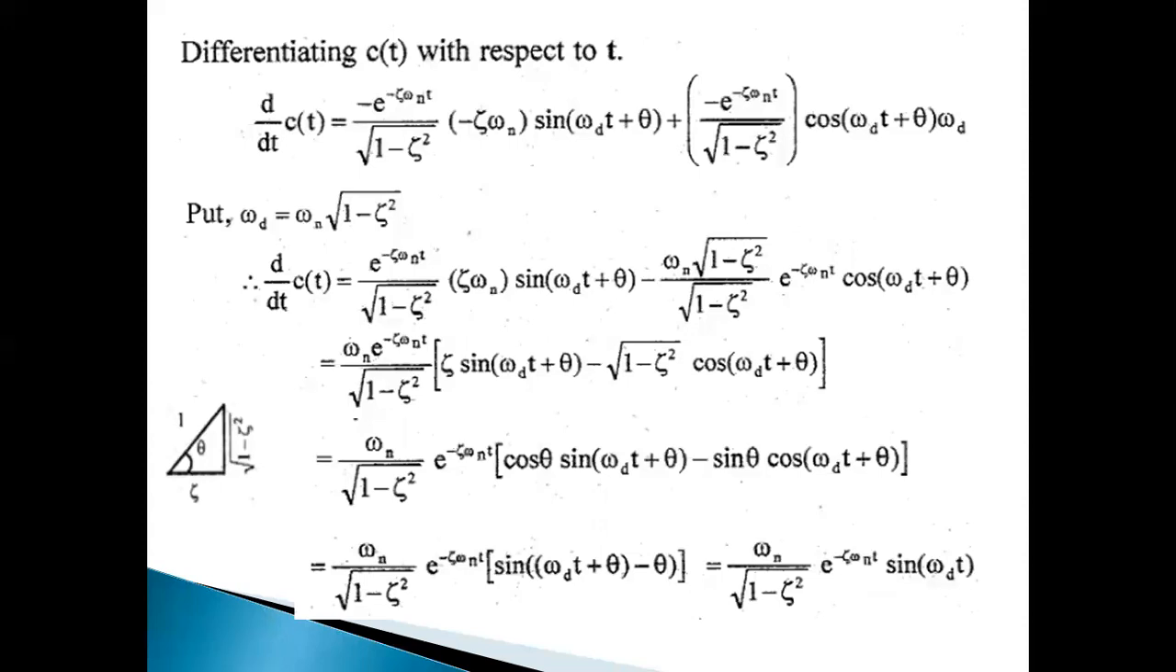Differentiating c of t with respect to time, again we have to use the uv formula: uv dash minus vu dash by v square.